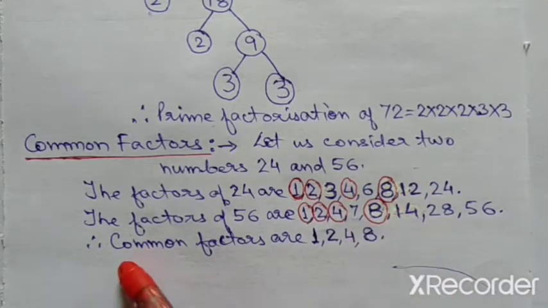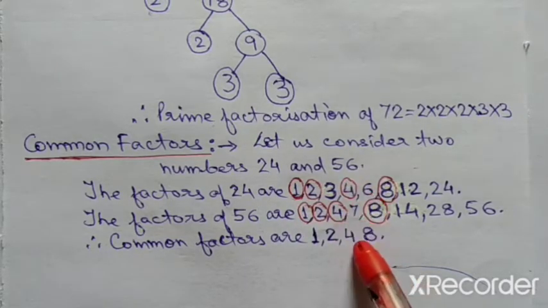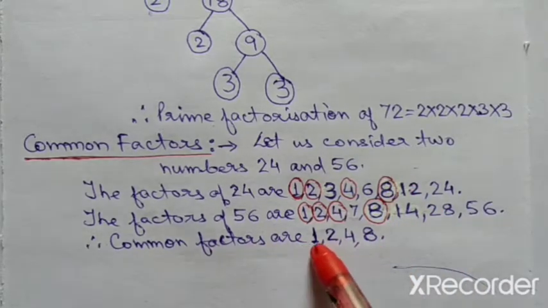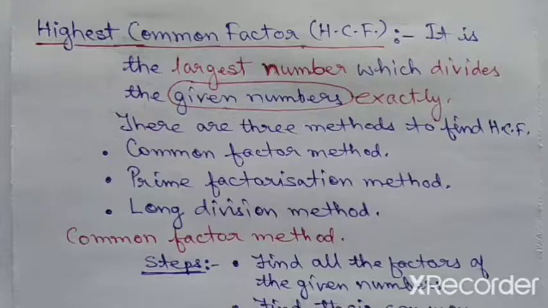Now children, therefore common factors are what? 1, the next one is 2, third one is 4 and the fourth one is 8. So children, common factors are 1, 2, 4 and 8. Very simple rule children, okay?